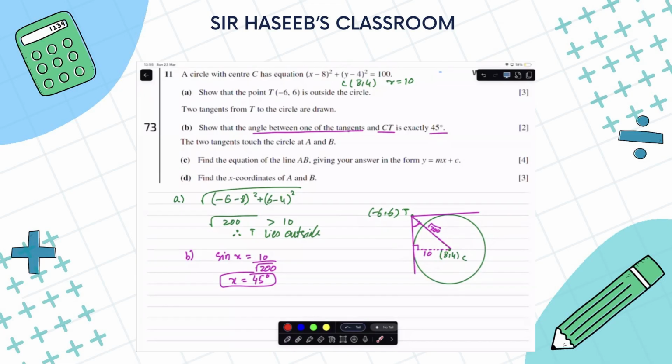Yes, sir. I'll tell you the reason in a bit why I've made T over here where I've made it. Okay. 45 degrees. So we have shown that. It says two tangents touch the circle at A and B.